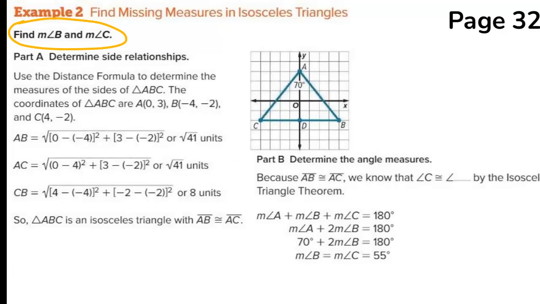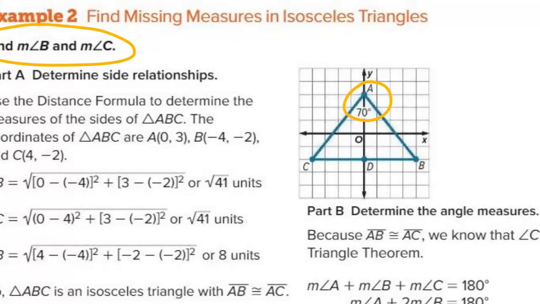The directions for example number 2 say we're supposed to find the measurements of angle C and angle B. Why are they not asking me to find angle A? It tells us angle A is 70 degrees, so we already have that. This reminds me a lot of the warm-up that we just did.